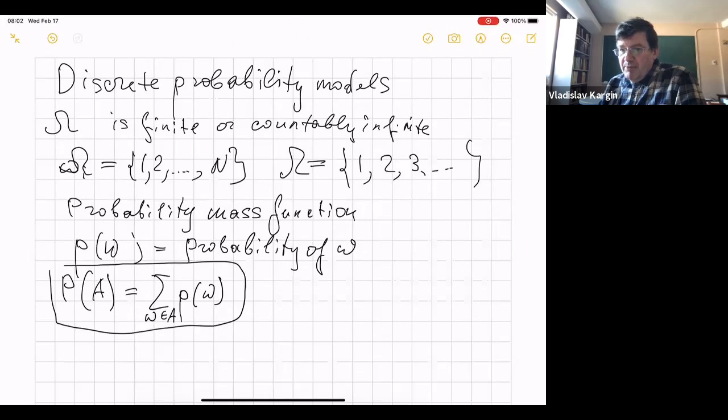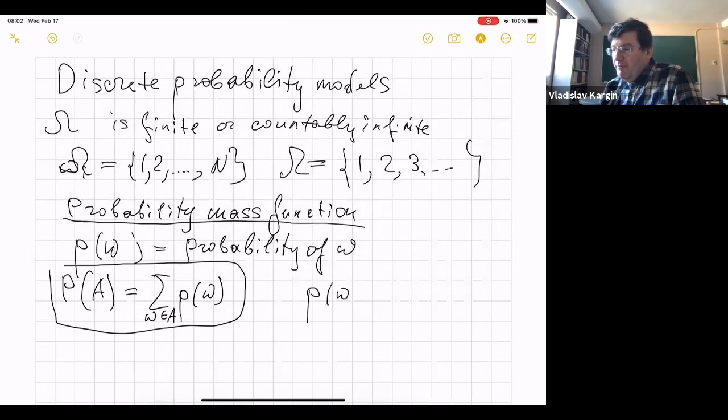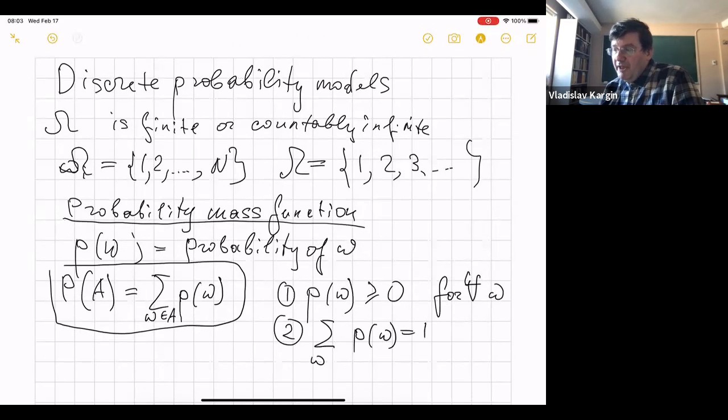What we can say about this case is that the probability mass function should have two properties. First, the probability of omega should be greater than or equal to 0, for any omega. And second, the sum of probabilities should be equal to 1 if you sum over every outcome. So the probability of the whole space should be equal to 1.